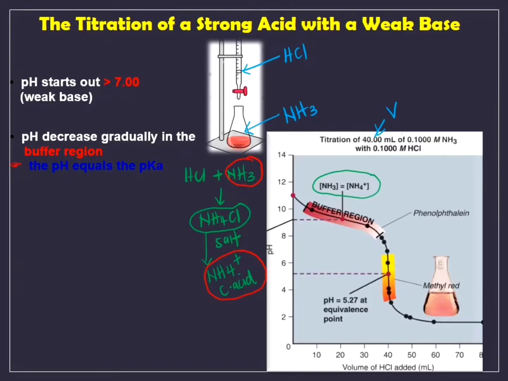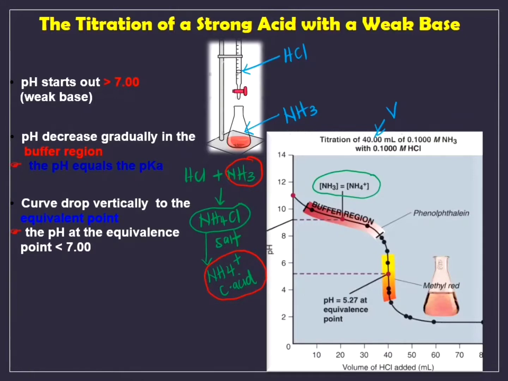Tolong label kawasan buffer region ni. Okay, nanti dalam titration curve awak, strong acid dengan strong base tidak ada buffer region kelas. Buffer region terjadi jika ada weak acid dengan weak base. Nampak? Okay, kemudian the curve drop vertically to the equivalent point. So kita tengok kat sini equivalent point kita. Berapa equivalent pH dia? 5.27 kelas. Kenapa pula 5.27?